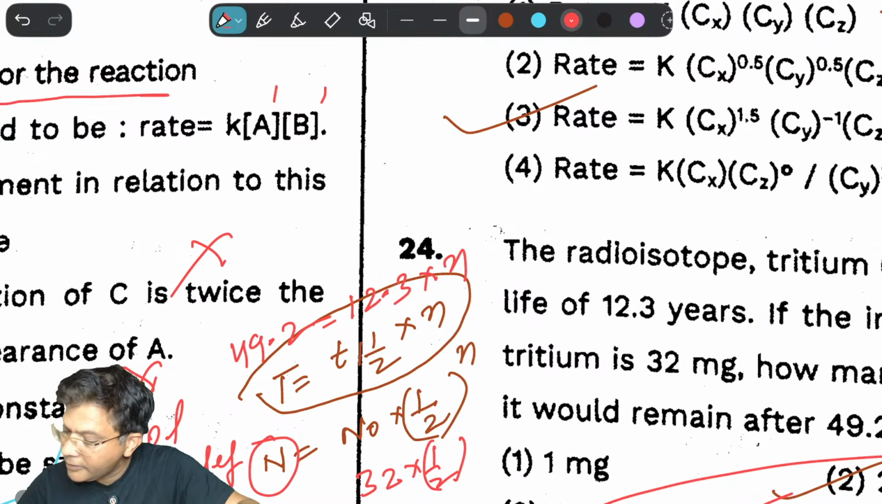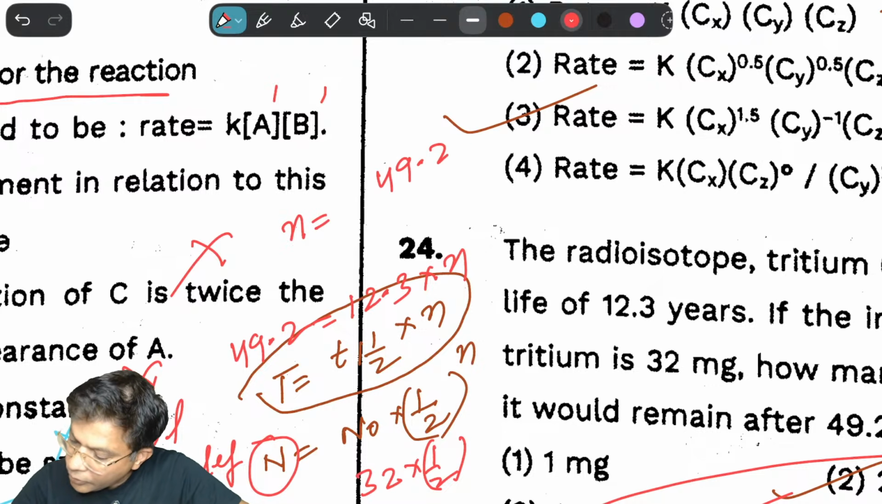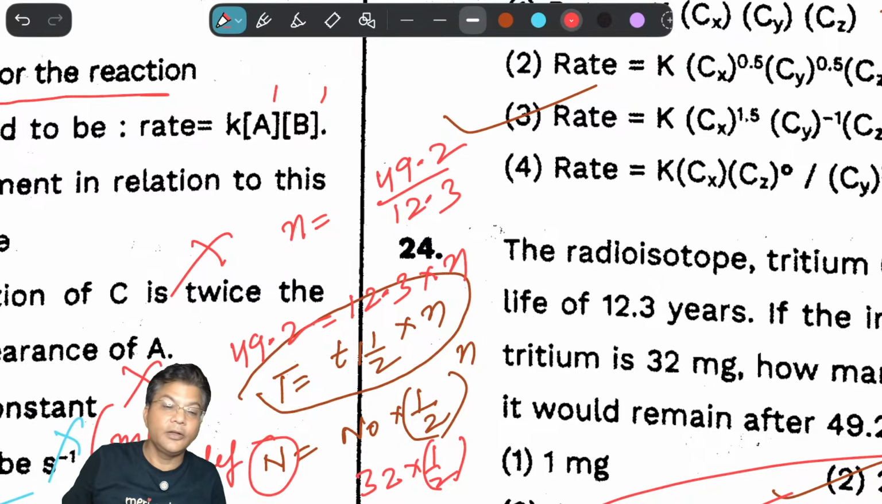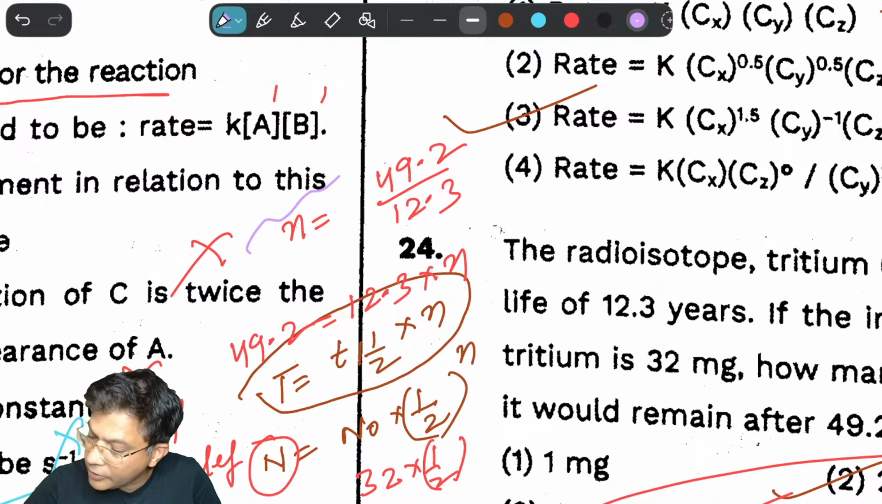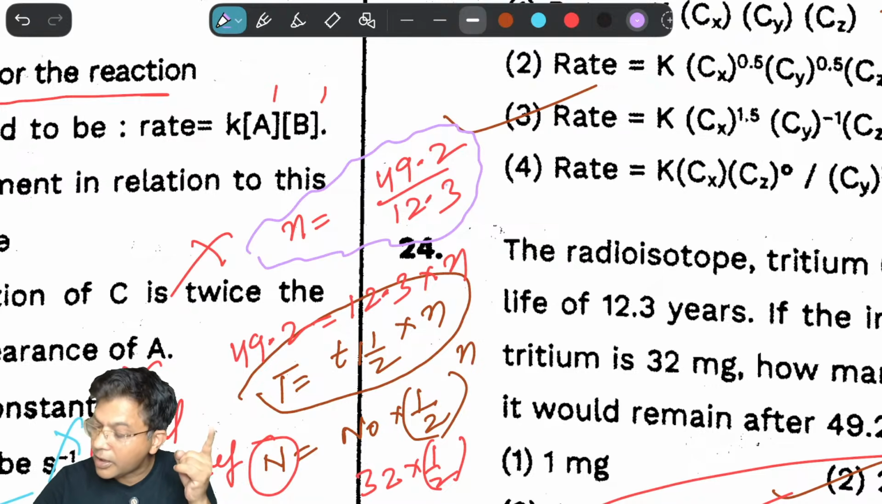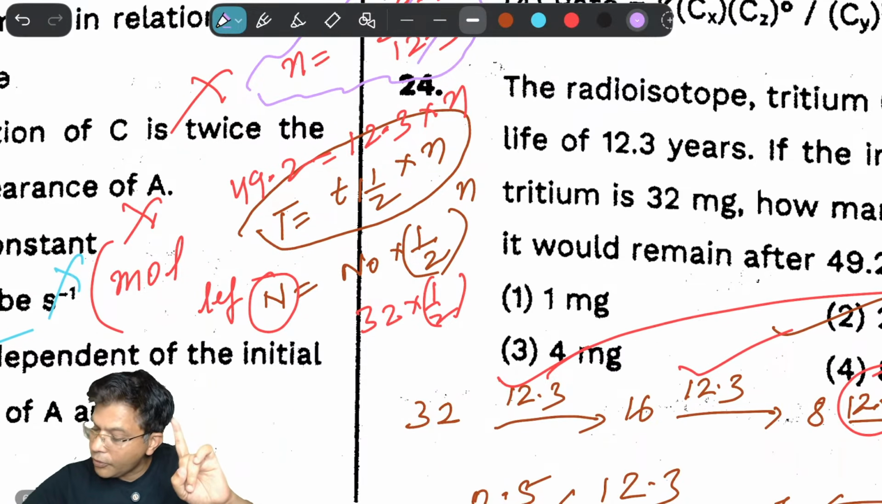So what value of n will come? n will come out 49.2 upon 12.3. How much will it come? Do you know any relation? Do you know maths? How is your maths? The value of n is equal to 49.2 upon 12.3. 12 ones are 12, 12 twos are 24, 12 threes are 36, 12 fours are 48. I am thinking it will come 4. What is your answer coming? 4.